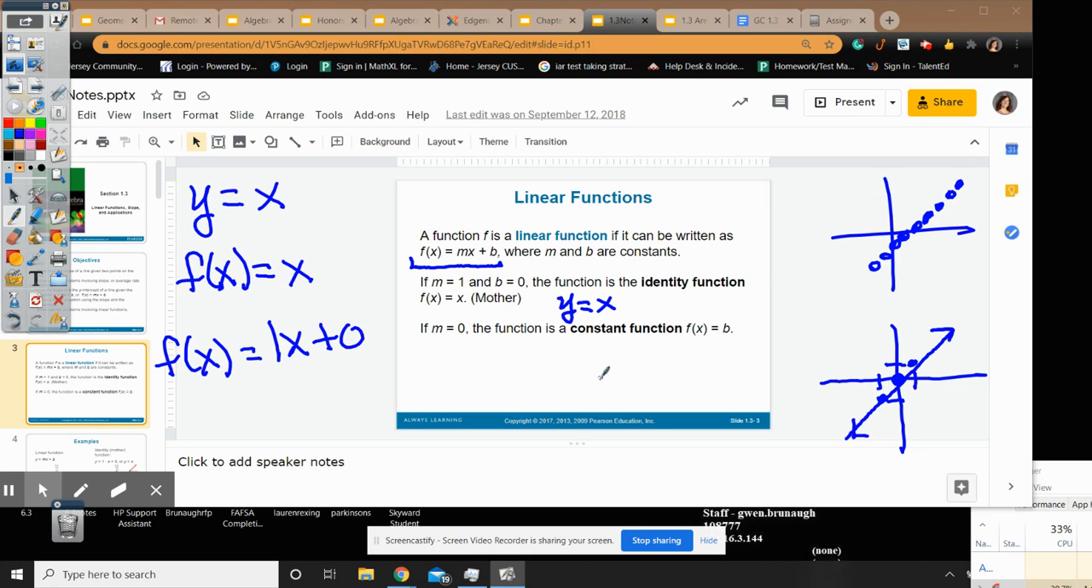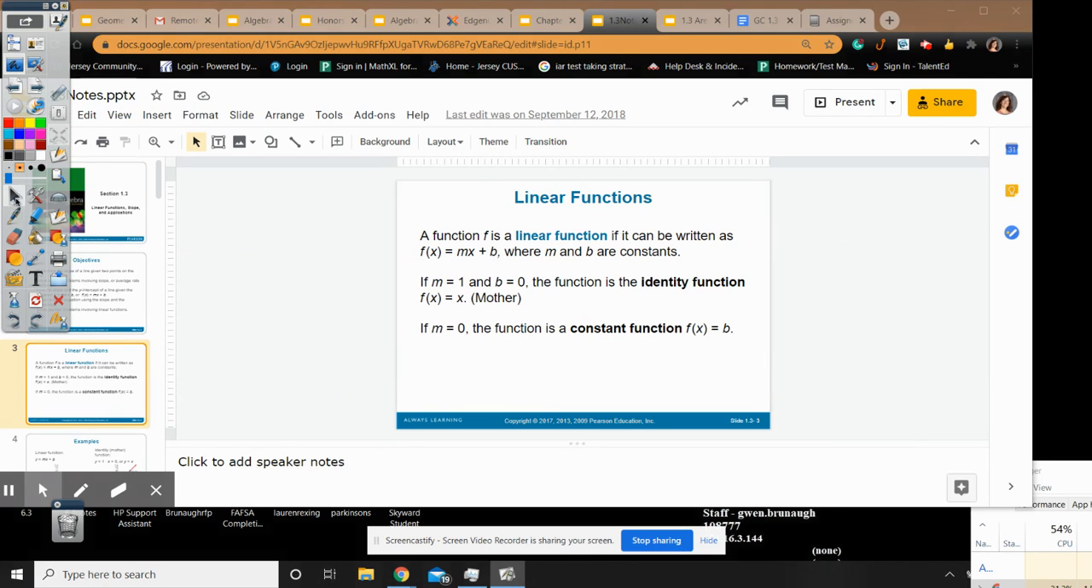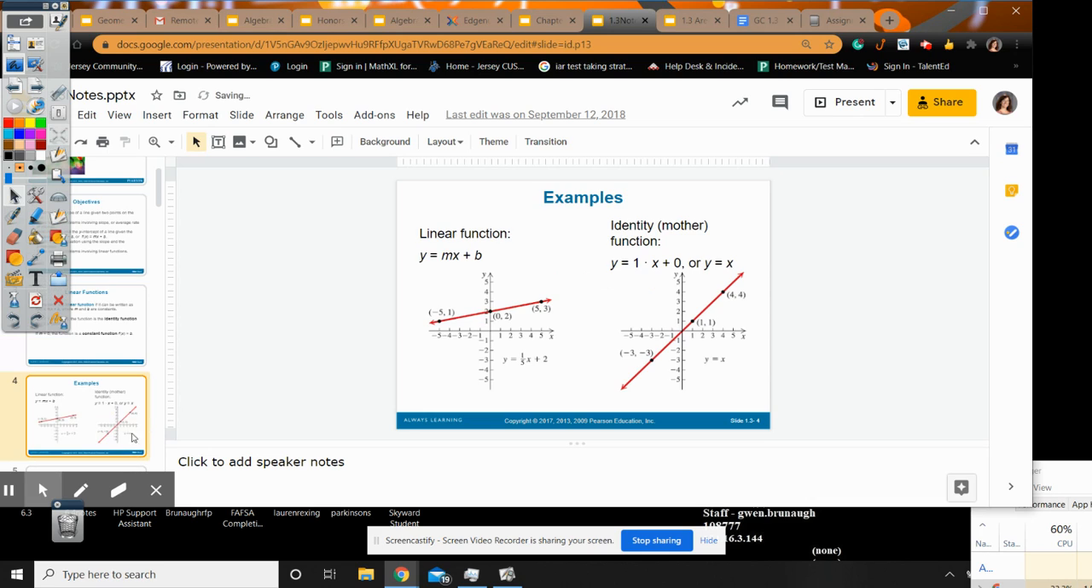There's also what we call a constant function where the slope is 0. So like y equals 2. If the slope is 0, you're looking at a horizontal line. It is still a function. That's why it says the constant function. It passes the vertical line test. And what this particular machine does is it turns all of the values that you plug into the machine into that particular constant.